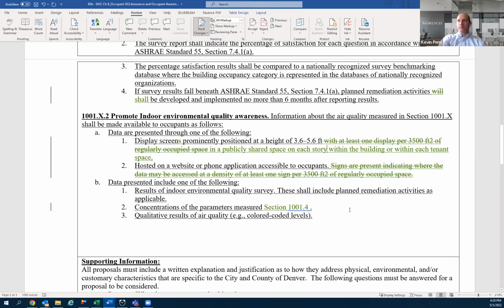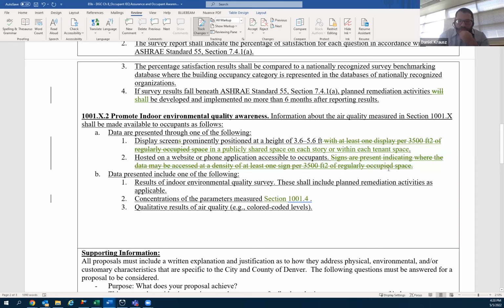Did I capture that correctly? Yeah, and you could take out "within the building." I think "story" implies that's in the building. Okay. Thank you. Yeah, that works for me.